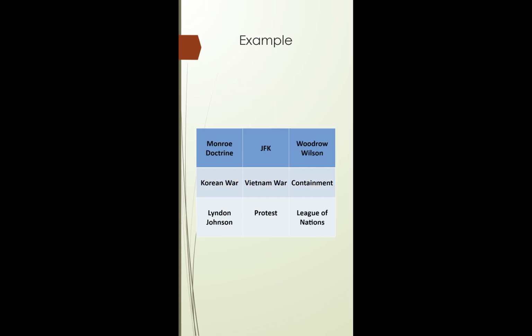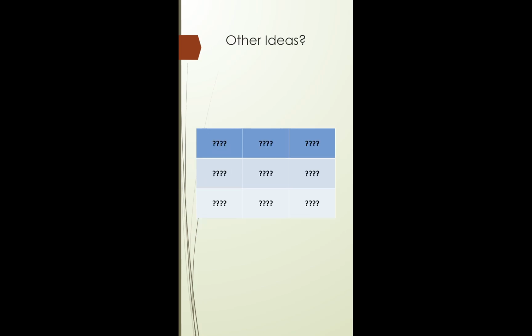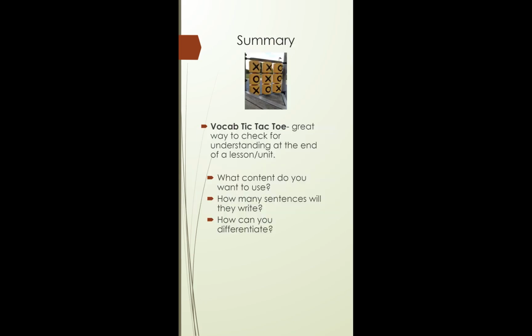So another example, if you'll notice, I changed up the board a little bit. Sometimes if you want to differentiate, you can incorporate stuff from different time periods to make it a little bit tougher, if you want to help students synthesize a little bit more or push their understanding a little bit. Other ideas, so these are just a few examples, you could get them to write more sentences, etc. But what could you put in there with this tic-tac-toe idea that could push them to express their learning in different ways?